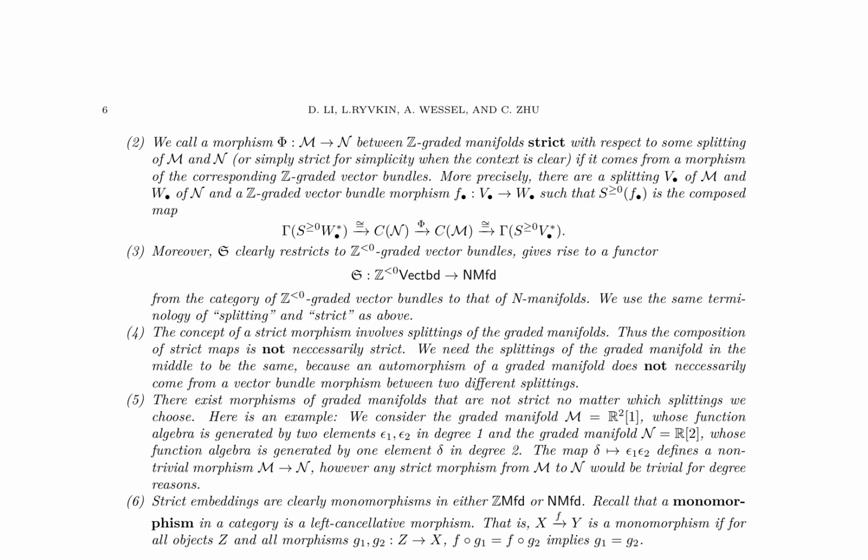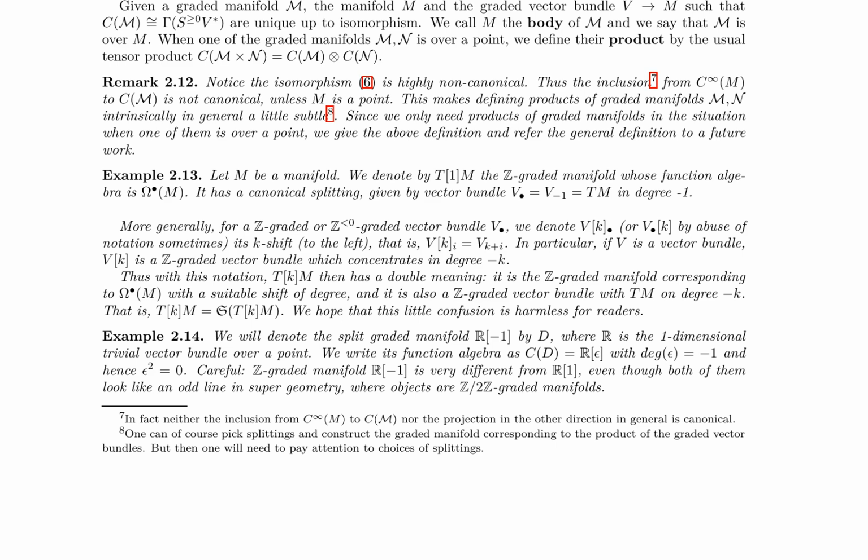The authors also introduce a functor S, from Z<0 vector bundles to NMFD, which restricts to Z<0 graded vector bundles. Notably, the composition of strict maps is not necessarily strict, and the authors provide an example of a morphism of graded manifolds that is not strict regardless of the chosen splittings. Furthermore, strict embeddings are shown to be monomorphisms in either ZMFD or NMFD.